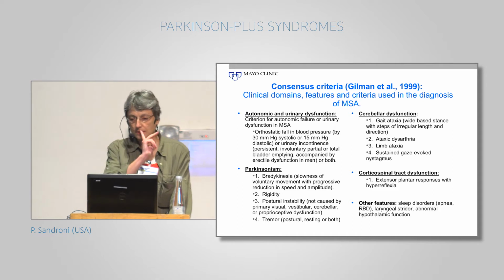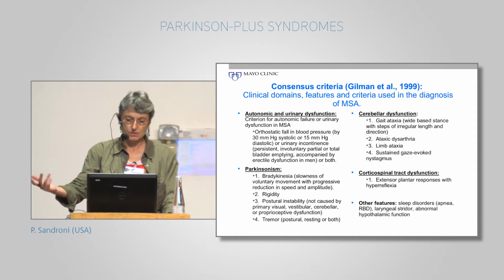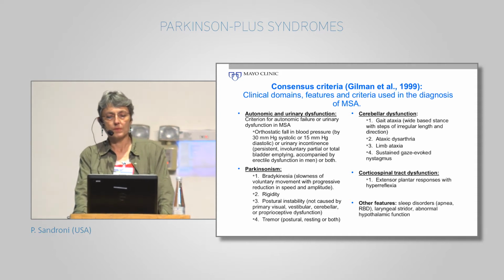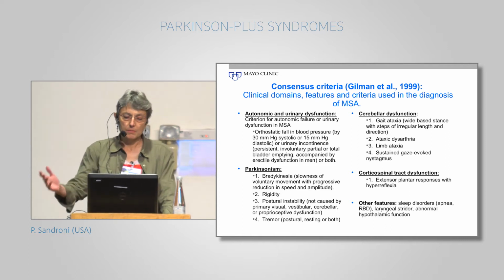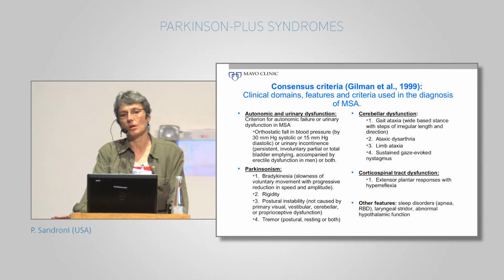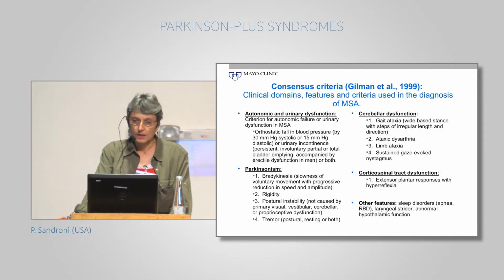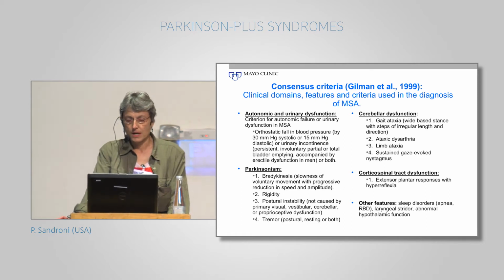The consensus criteria, this was the second one. Actually, this was the first one. The second one is very similar anyway. For multiple system atrophy, we'll not be laboring it too much, but basically, you needed to have significant autonomic involvement, defined as either neurogenic bladder or documented orthostatic hypotension. And then, to make it probable multiple system atrophy, you need to have Parkinsonism or cerebellar dysfunction.